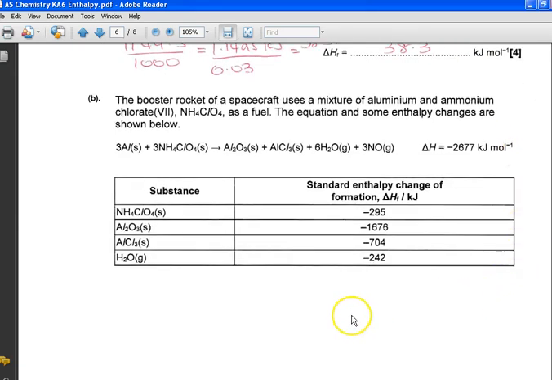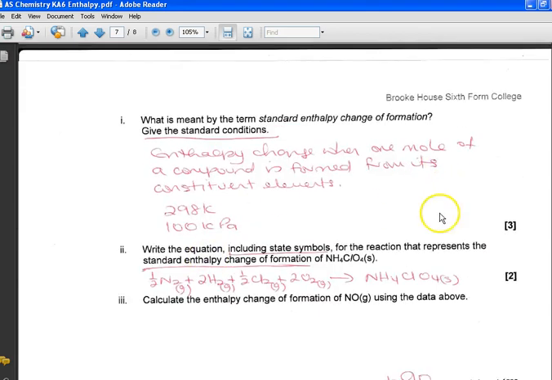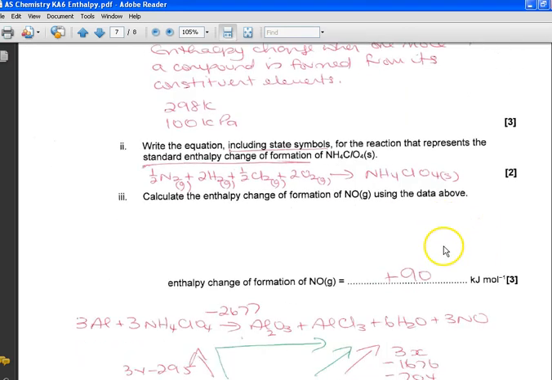Okay, then you're given this great long equation in part B, aluminium, ammonium chlorate, etc., and you're given an enthalpy change value delta H, and then we're given enthalpy change of formation data for each substance on here. Okay, apart from the element, of course. So standard enthalpy change of formation definition again. Some of you forgot to give the standard conditions, so you lost a mark for that. So really irritating for you.